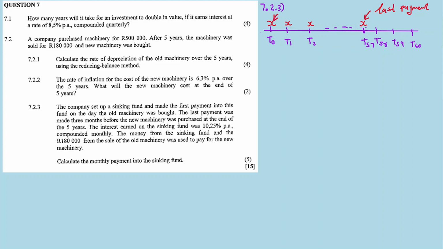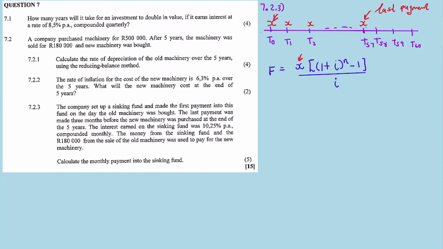We want to calculate our x using the future value formula. But the future value, the money we are saving, is in fact the sinking fund, right? The sinking fund is basically the difference between the inflated amount and this 180,000, the selling price of the old machine after 5 years.